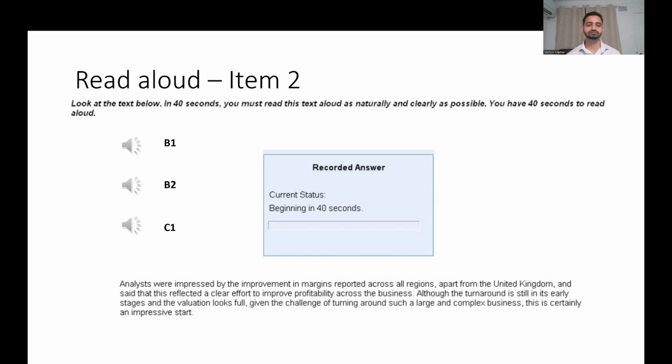Analysts were impressed by the improvement in margins reported across all regions apart from the United Kingdom, and said that this reflected a clear effort to improve profitability across the business. Although the turnaround is still in its early stages and the valuation looks full, given the challenge of turning around such a large and complex business, this is certainly an impressive start.